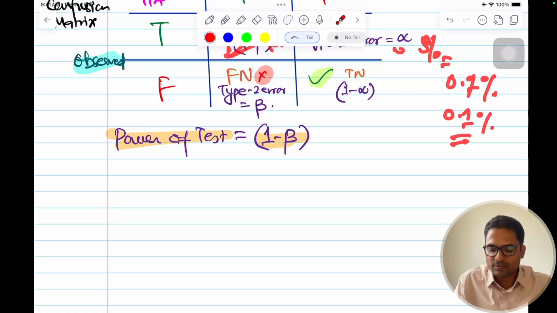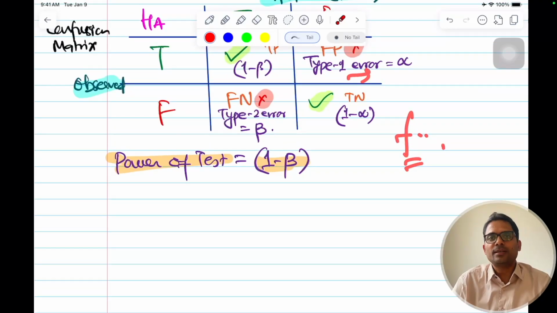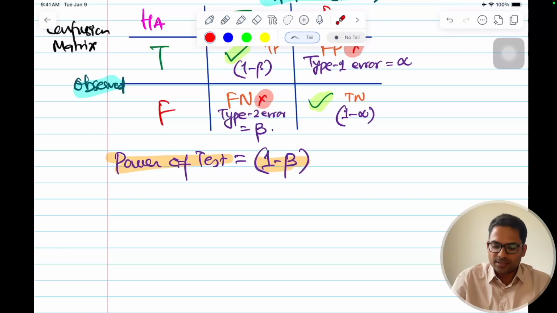For example, if I have a test for cancer, then it should not falsely tell that a person has cancer. Or, the other way around, if a person has cancer and my test falsely says that no, the person doesn't have cancer. So these kinds of things should be very, very strict. So there the alpha is 0.1%.